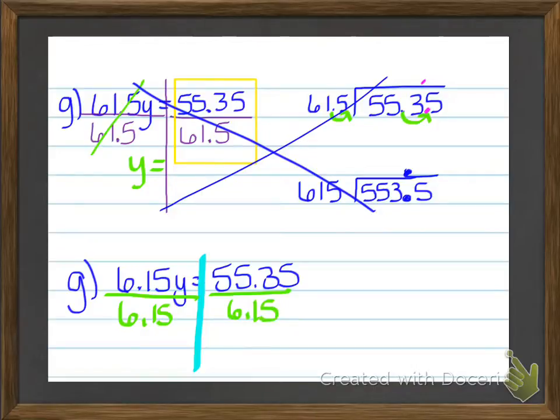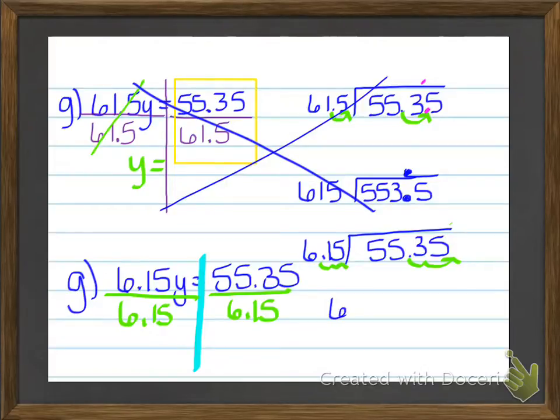Now when I go over to my right side to move my decimals over, I still have my 55.35 under my box. On the outside though, I have 6.15, and because I have to move my decimal over 2 spots to the right, 1, 2, the dividend's decimal also gets moved over 2 spots to the right. So what we end up with is 615 on the outside and on the inside 5535. So no decimals at all.